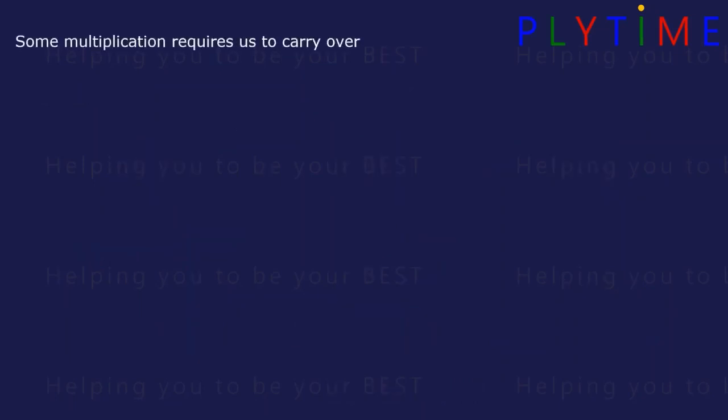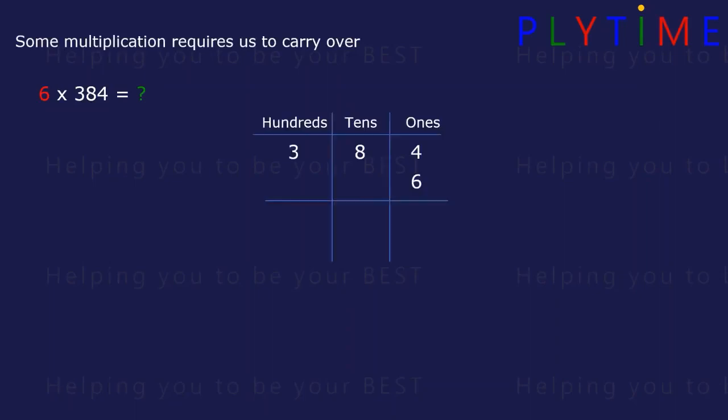Some multiplication requires us to carry over. 6 times 384. In our columns, 384 times 6. 6 times 4 is 24. So we write the 4 and carry 2 forward. Then 6 times 8 is 48, plus the 2 carried forward is 50. We write the 0 and carry the 5.